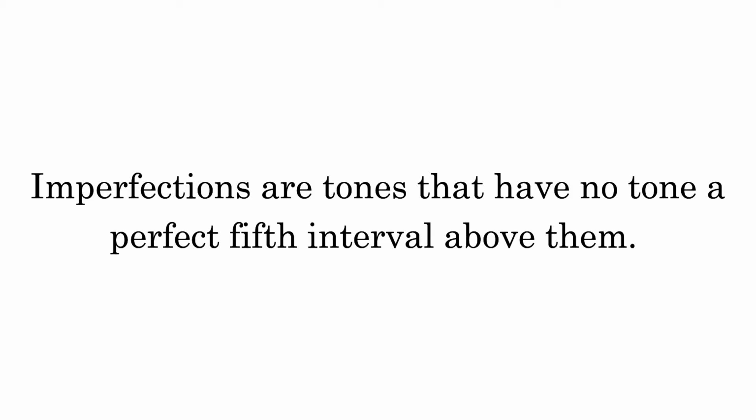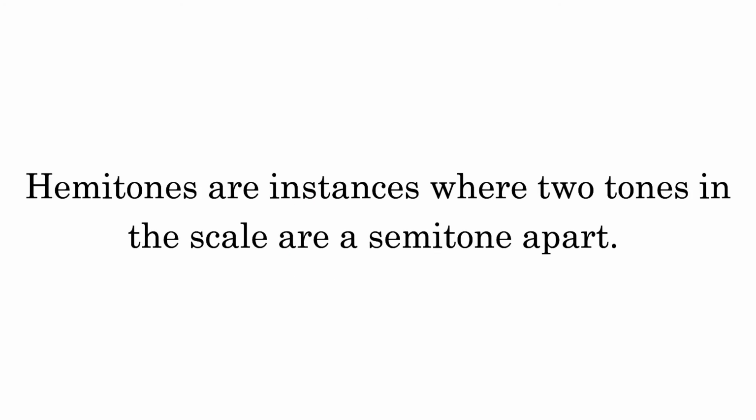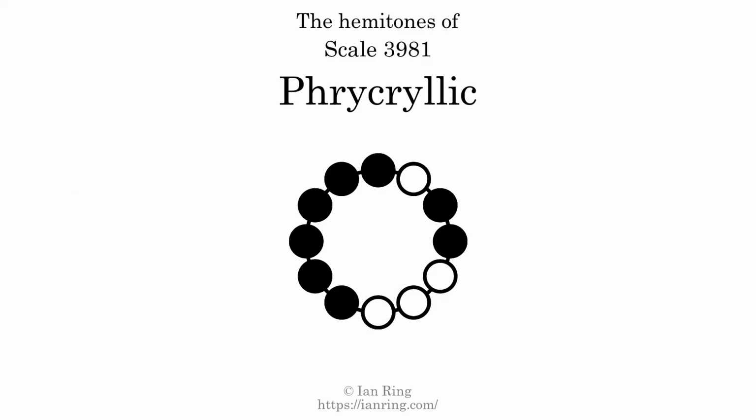Imperfections are tones that have no tone a perfect fifth interval above them. This scale has 3 imperfections. They are at positions here, here, and here. Hemitones are instances where 2 tones in the scale are a semitone apart. This scale has 6 hemitones. They are at positions here, here, here, here, here, and here.